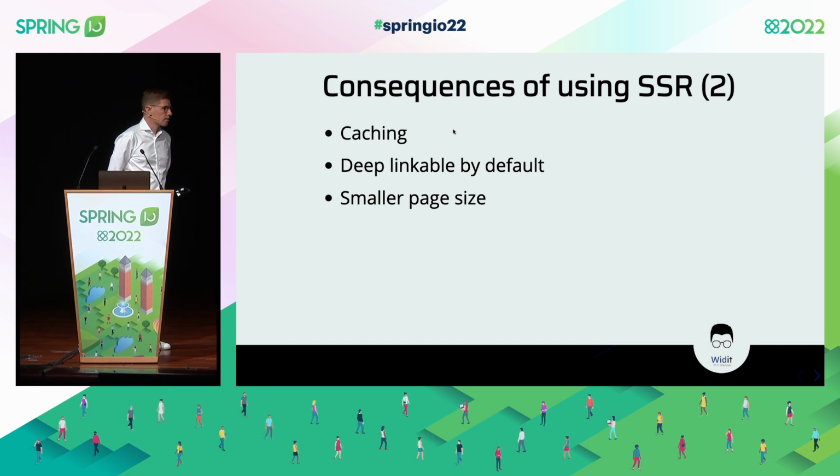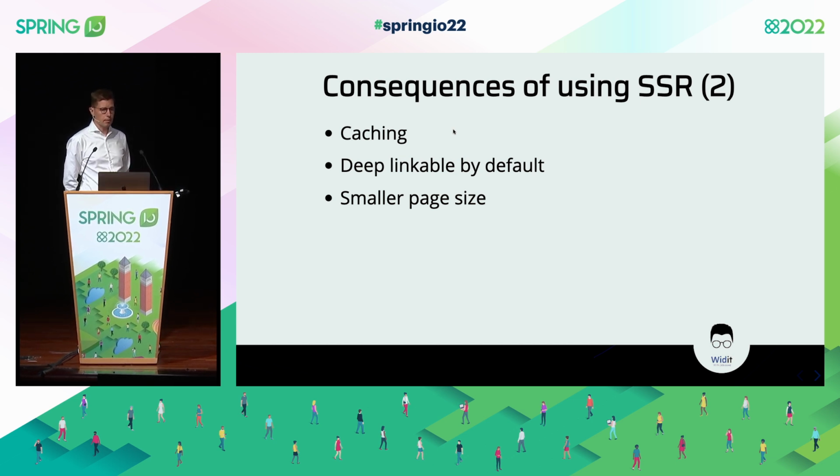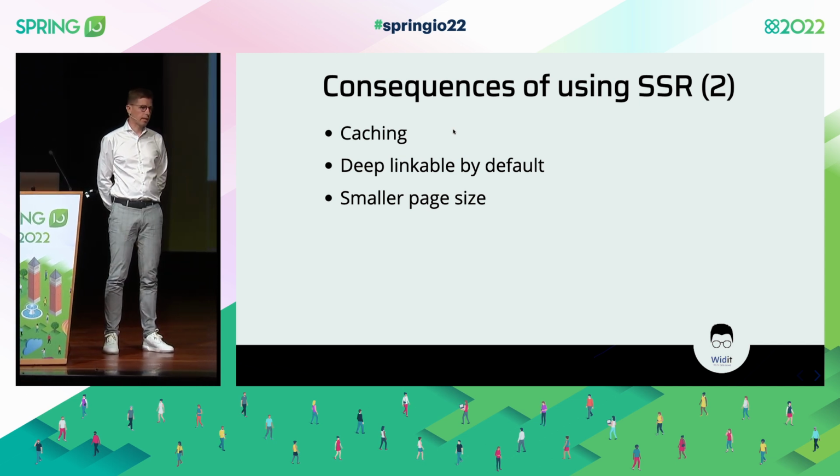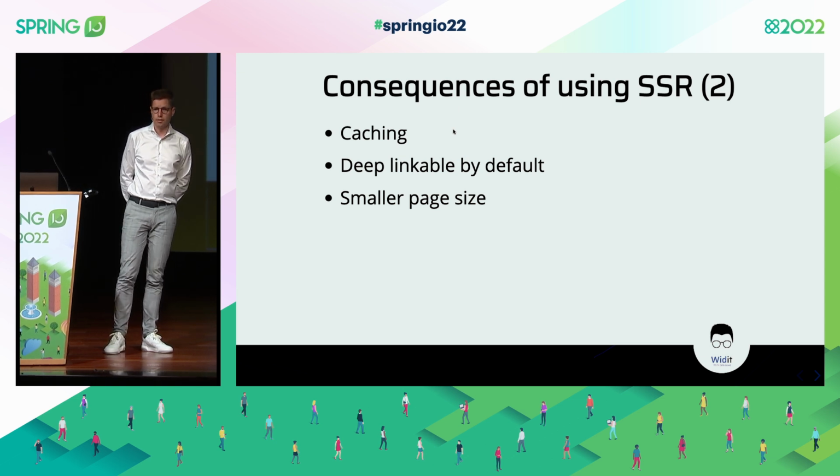Because we don't need JavaScript, or maybe we just need a bit of JavaScript, the page sizes tend to be smaller with an MPA. Of course, the SPA has the advantage that once the application is loaded, they can communicate more efficiently using only small JSON payloads.